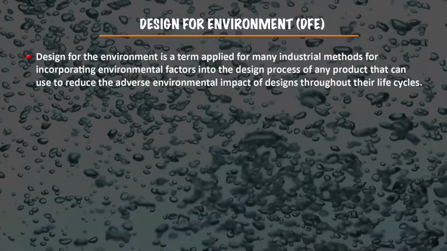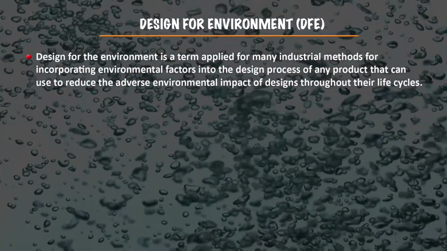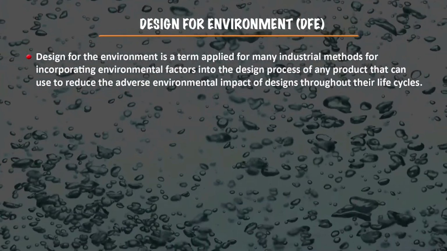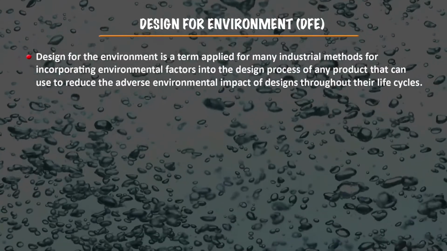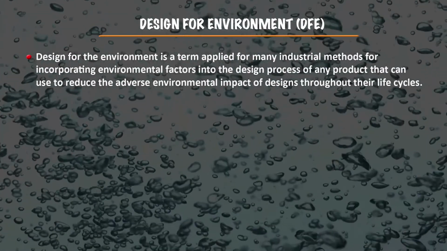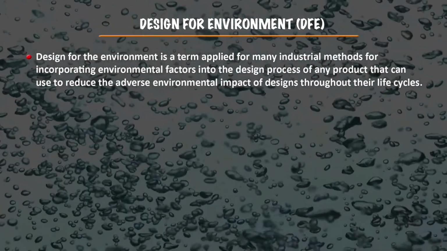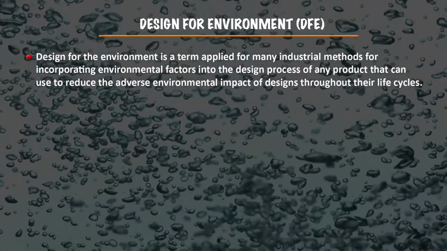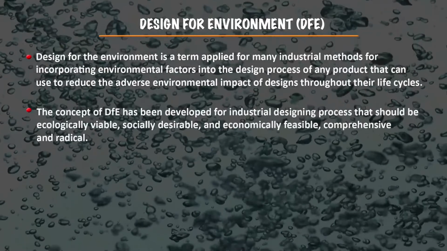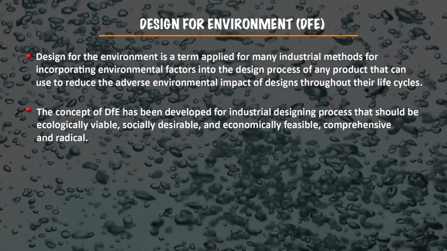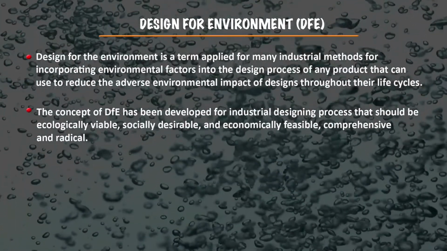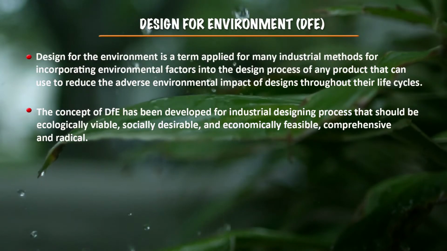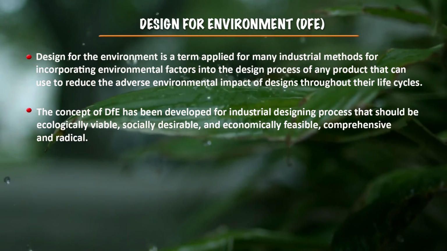Design for environment is a term applied to the many industrial methods for incorporating environmental factors in a designing process, that is, a planning process of any product, and it can be used to reduce the adverse environmental impacts of the designs throughout their life cycle. The concept has been developed by the industrial designing process so that it can be ecologically viable, socially desirable and economically feasible, and also comprehensive and radical.